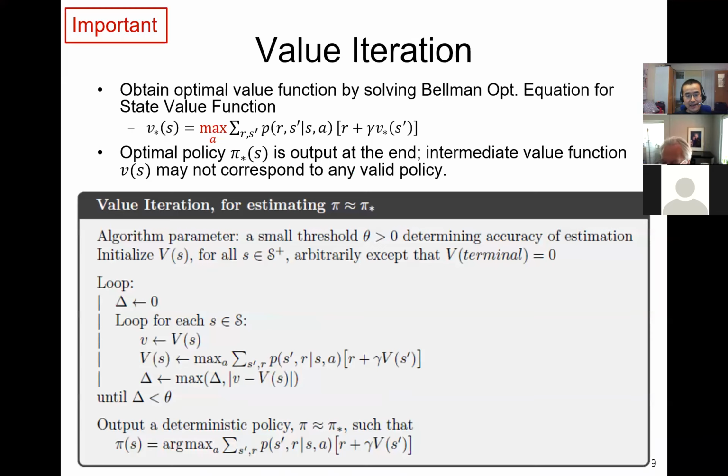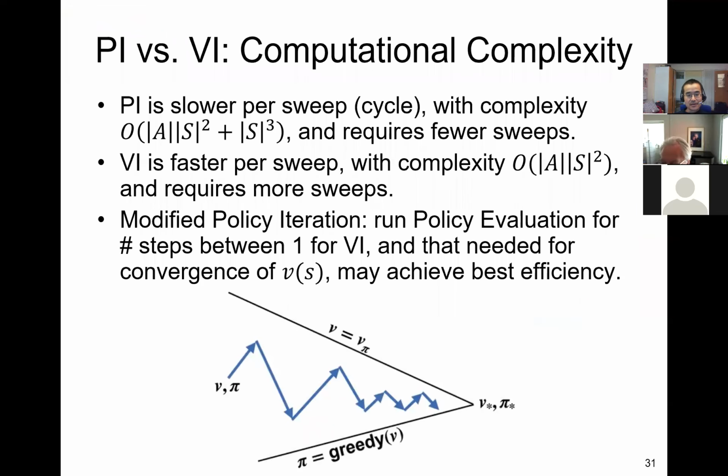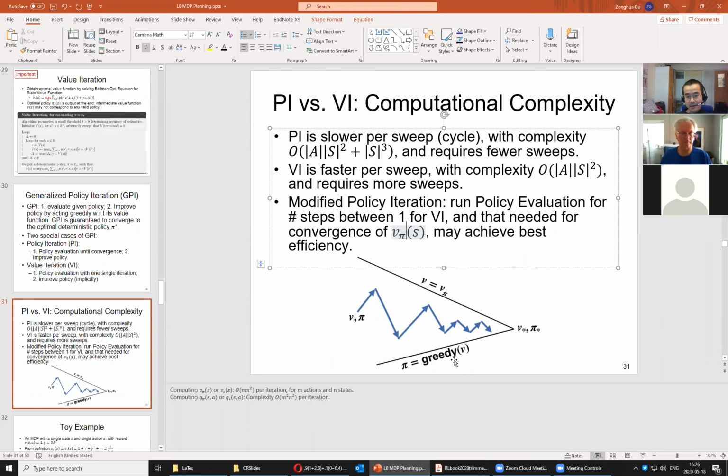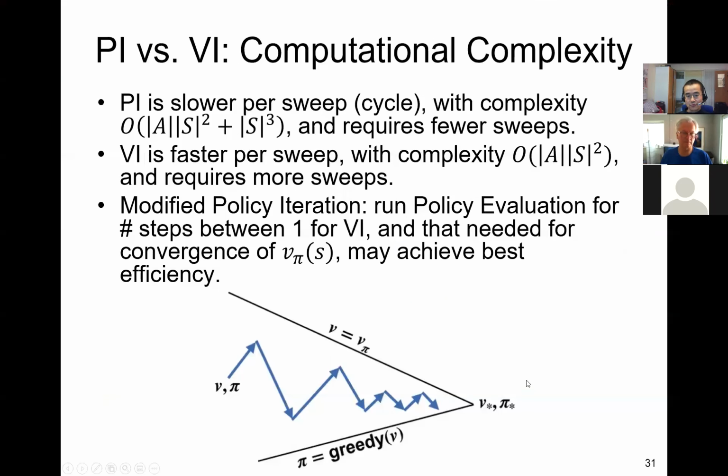But for generalized policy iteration, you don't have to iterate until convergence for policy evaluation. You can simply run it for a number of steps that's maybe larger than one, but less than that needed for convergence of V. There's a theorem that says generalized policy iteration will converge regardless of how many steps you run policy evaluation.